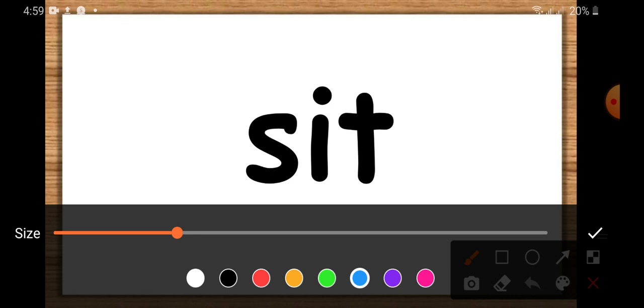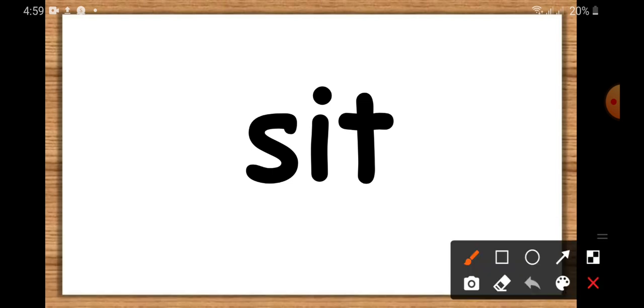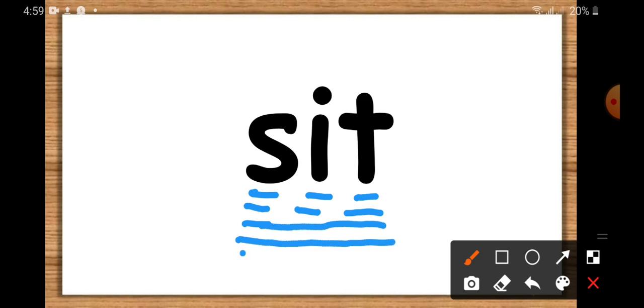Hold on, let me get my pen to help you. Let's go. S-I-T. Again. S-I-T. Let's go a little faster. S-I-T. Sit, sit. This word says sit. See the word? Sit.